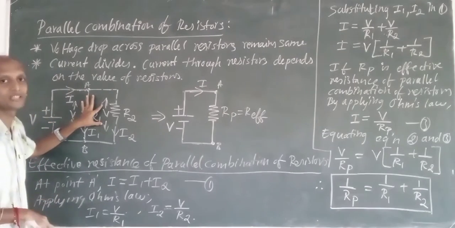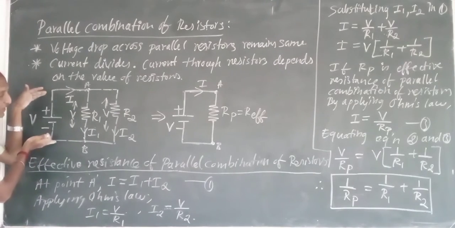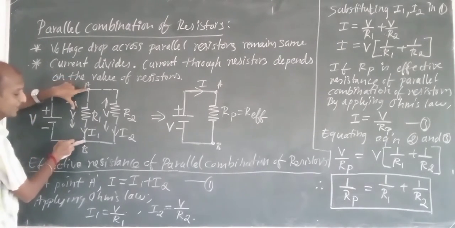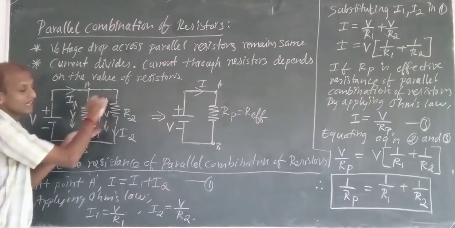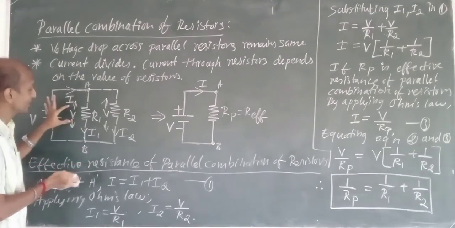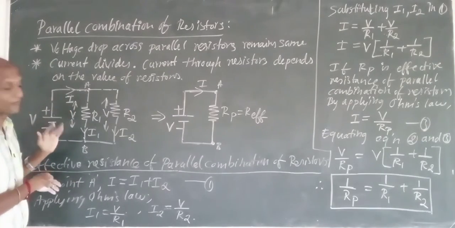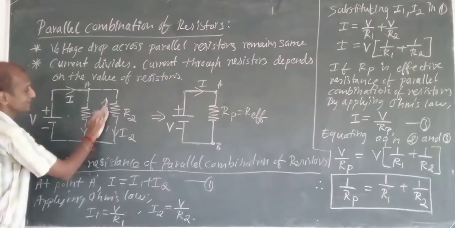R2 also will have the same voltage drop. Means the total voltage V will be dropped across points A and B, wherein R1 and R2 are connected in parallel. So both will have the voltage of V volts dropped across them. Okay, fine. Is that okay?